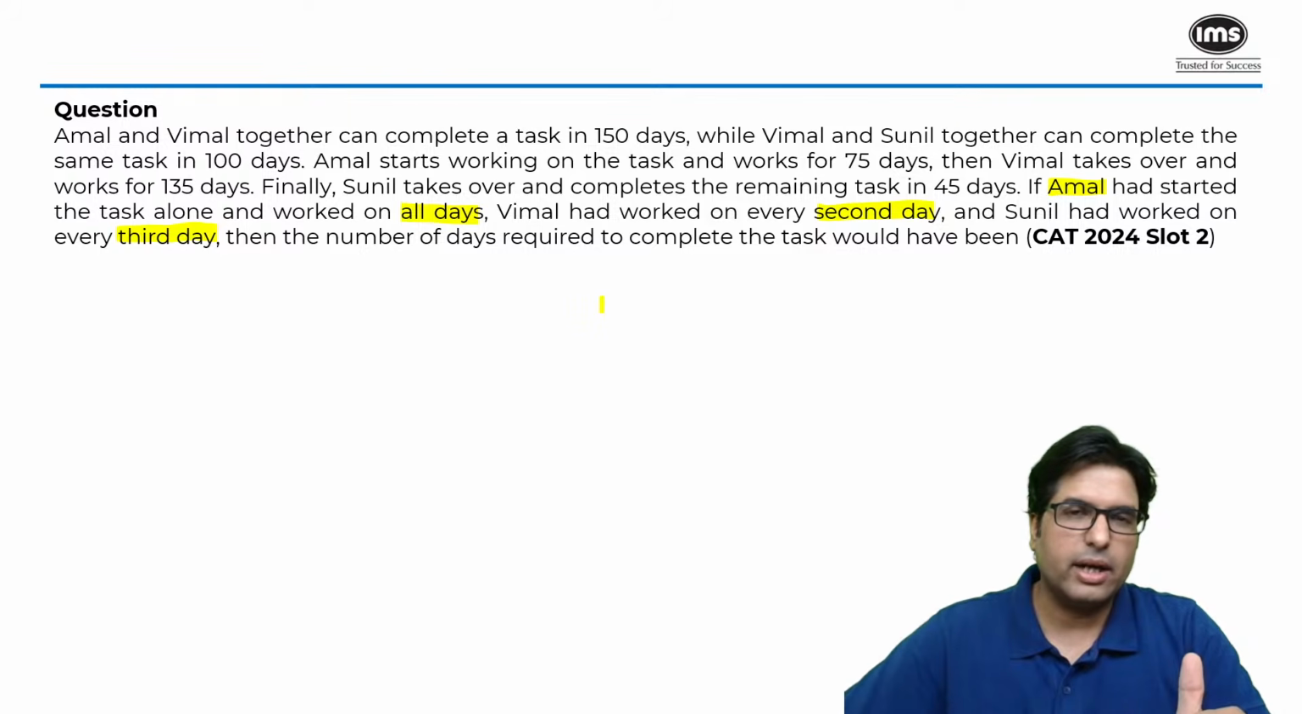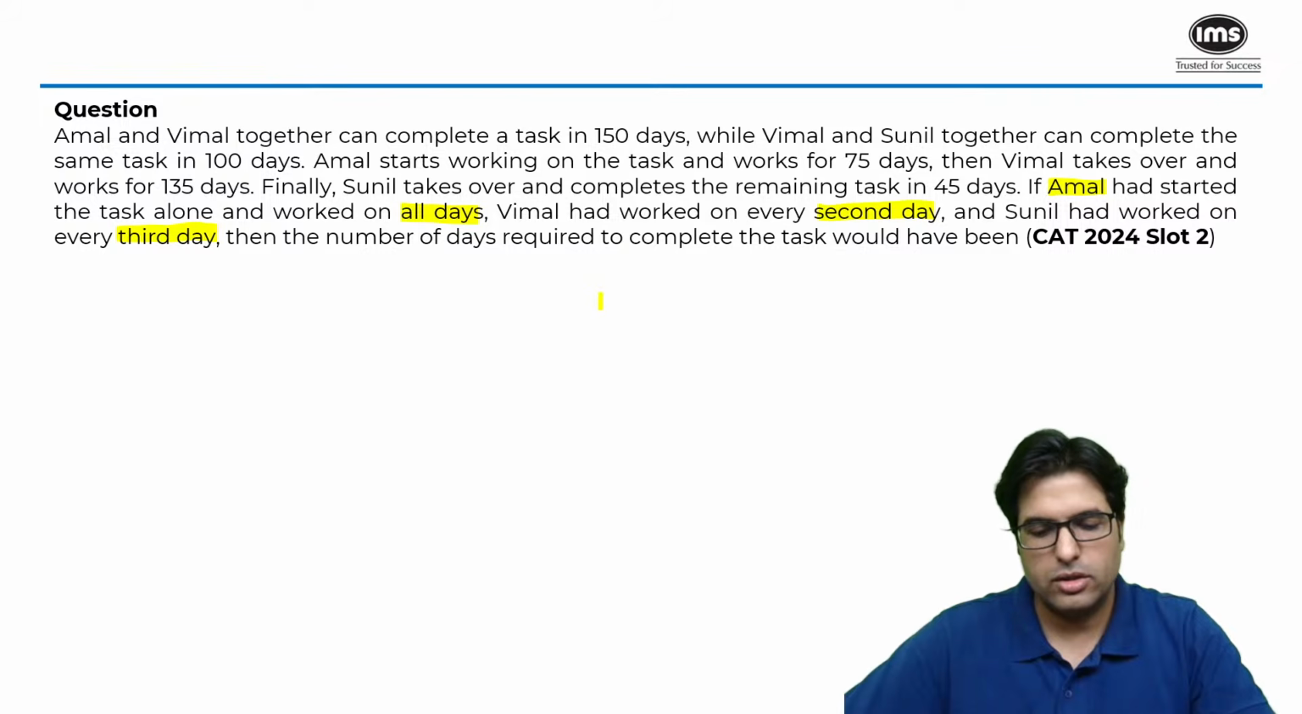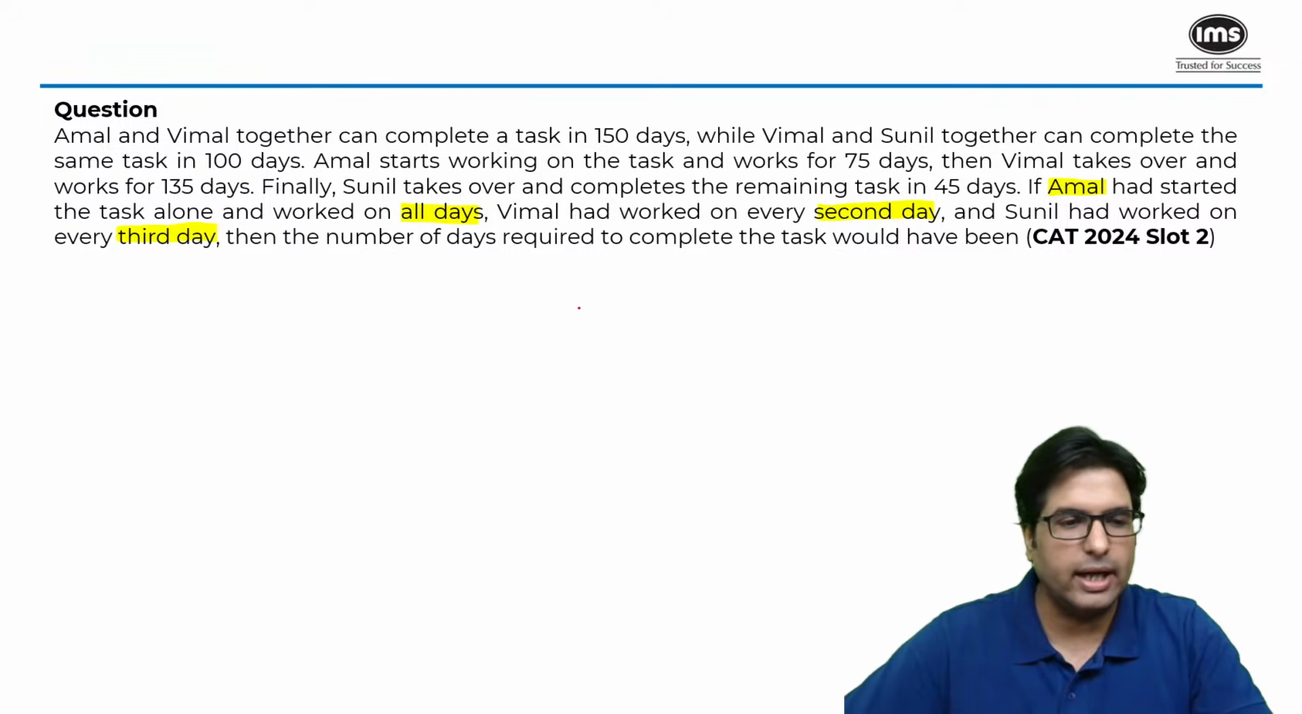So if somebody is working every day, somebody is working every second day, somebody is working every third day, then they will all work together on the 6th day. And then again the same cycle will start. So we'll definitely get a pattern in 6 days. It's for sure. Alright, so let's move ahead now with regards to the data that is available.